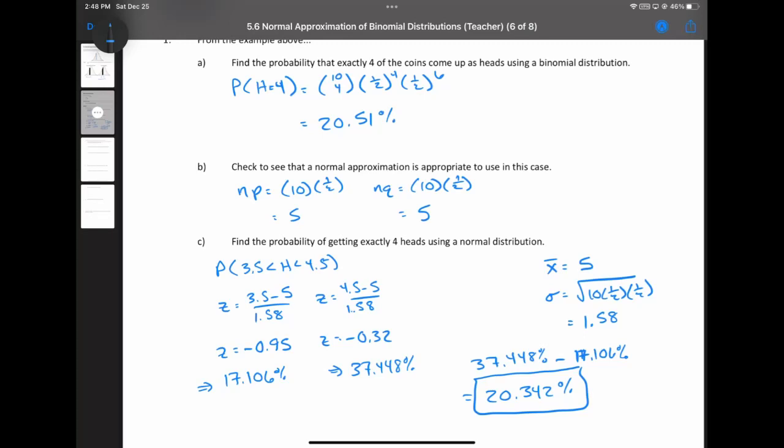And I mean, let's be honest, in most situations, we would just say there's like a 20% chance anyway. We would already be rounding off. So our normal approximation here, I think, worked extremely well given how many parts of it were approximations.